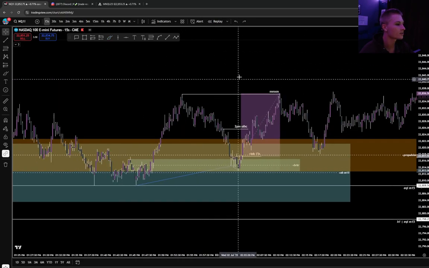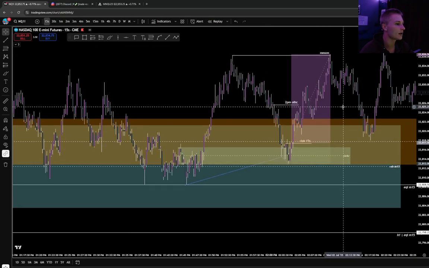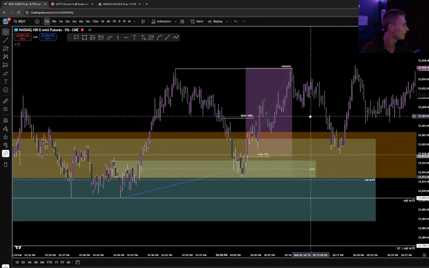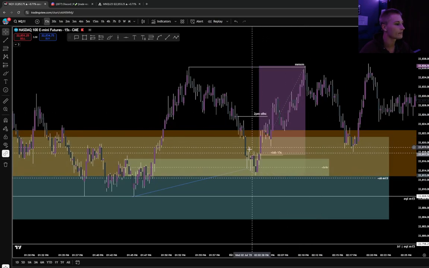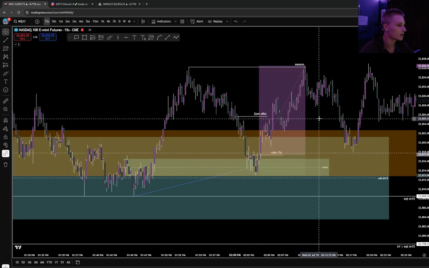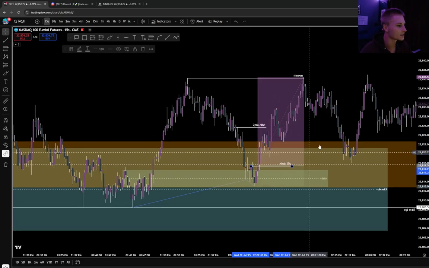I was then looking for a setup for longs, so I hopped down on the 15-second, and I was basically waiting for some structure first of all, and then I was waiting for an inverse order block to the upside, which we got right here on the 15-second.